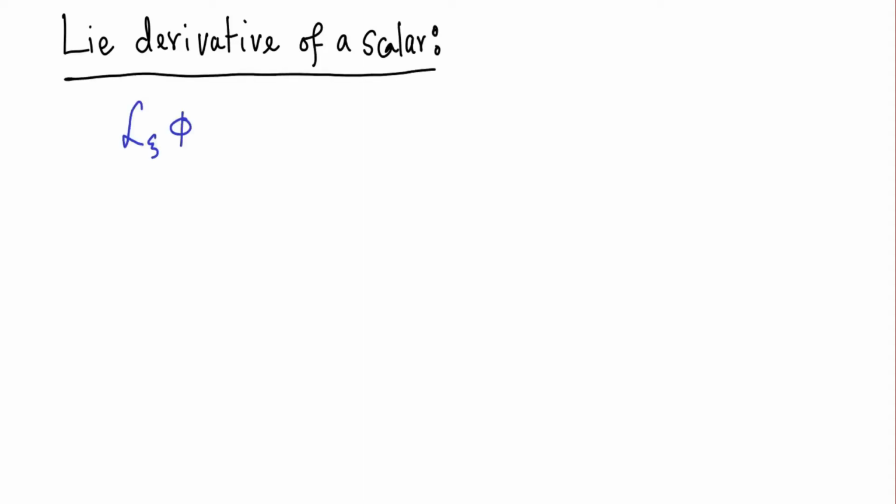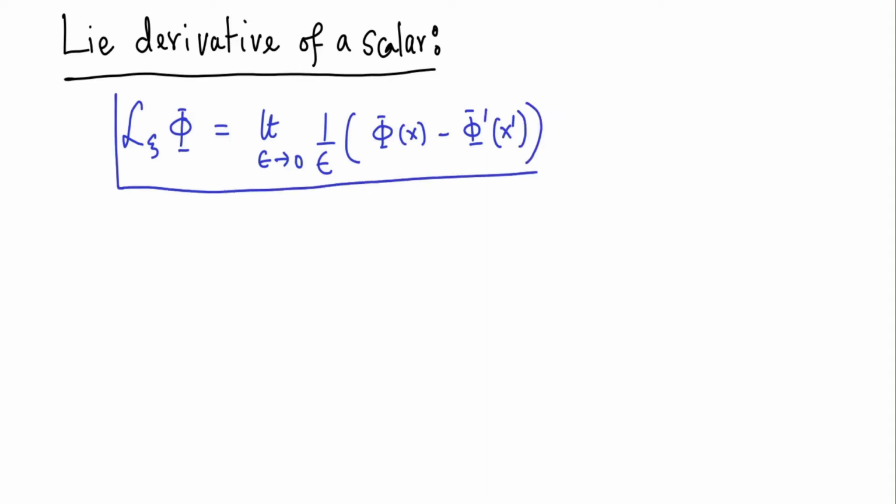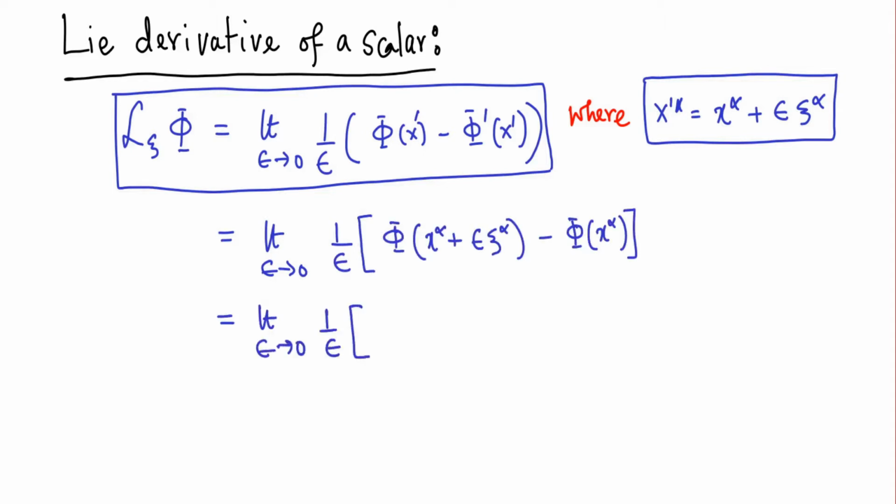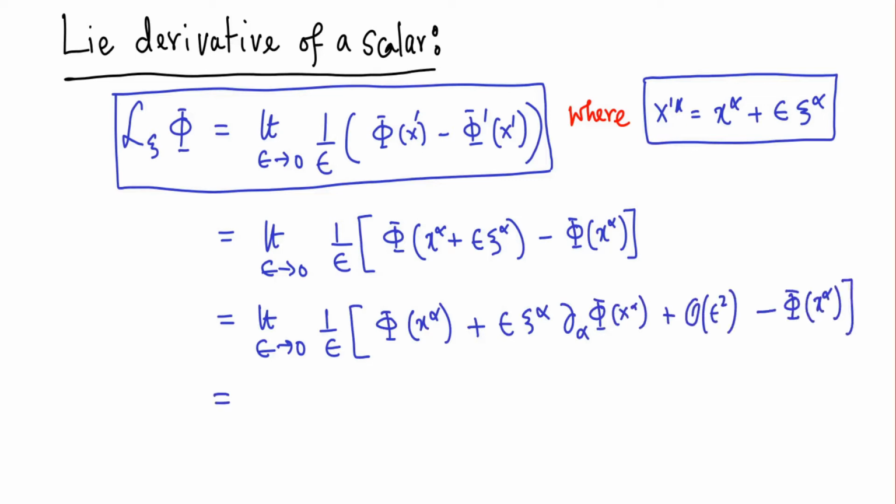For simplicity, let us start with the definition of Lie derivative for a scalar along the vector field xi mu. I should emphasize a key point here. The difference between the original scalar field and the transformed scalar field is computed at the transformed point x prime. For an infinitesimal transformation, we can expand the field to express the Lie derivative in the form that you see here.